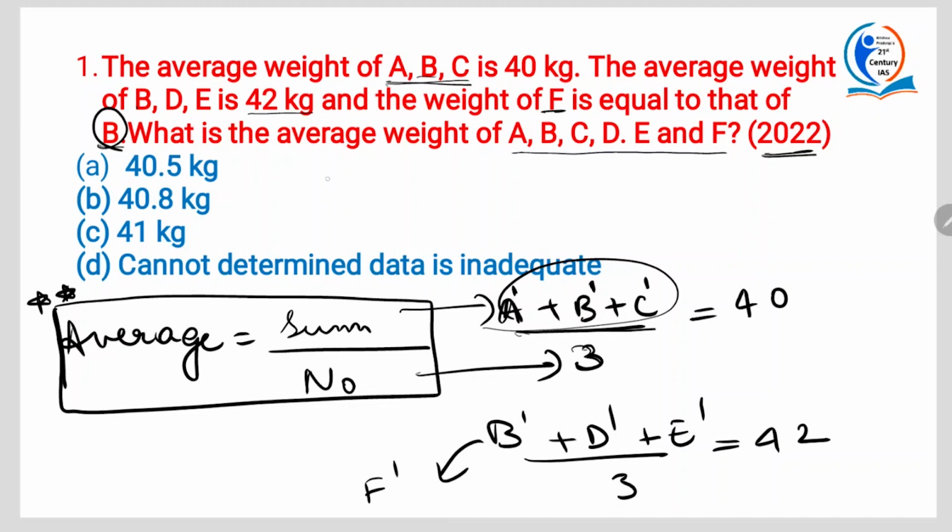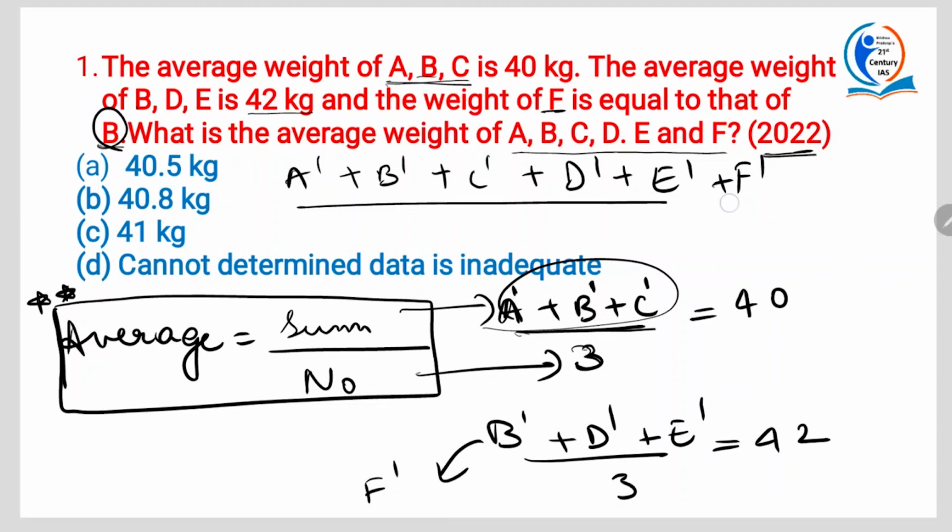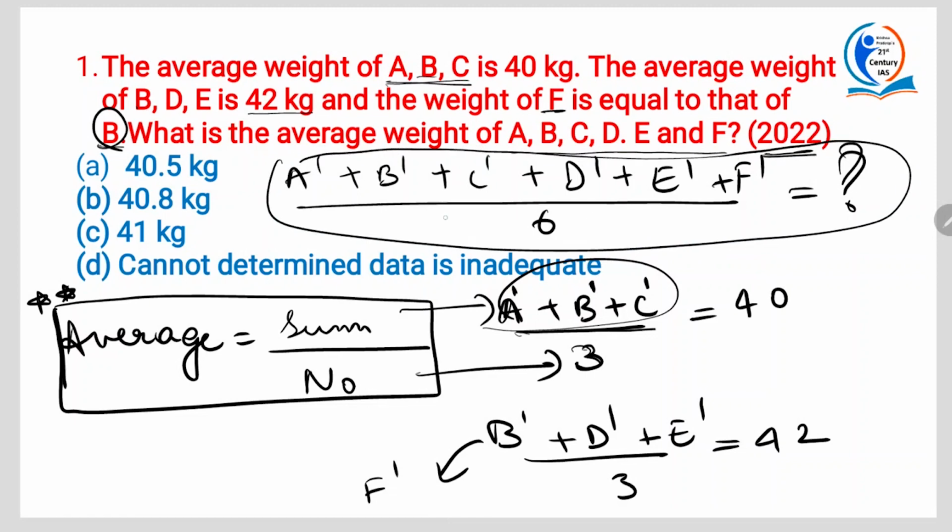Now he's asking you A dash plus B dash plus C dash plus D dash plus E dash plus F dash, by 6, is equal to how much? The average of 6 numbers, no? That's why the denominator is 6. Now, how will you do this? You have to find out A dash plus B dash plus C dash plus D dash plus E dash plus F dash. Here you can replace this B dash with F dash, no? So A dash plus B dash plus C dash is equal to 3 into 40.